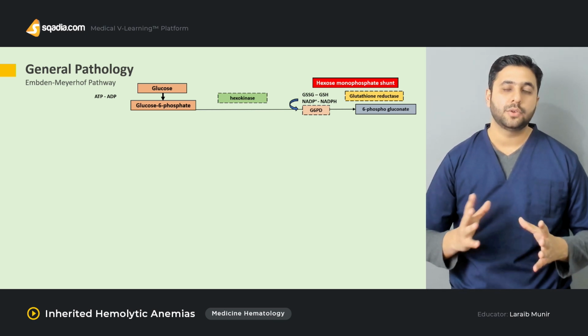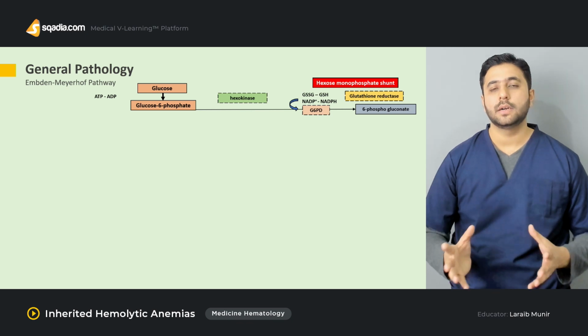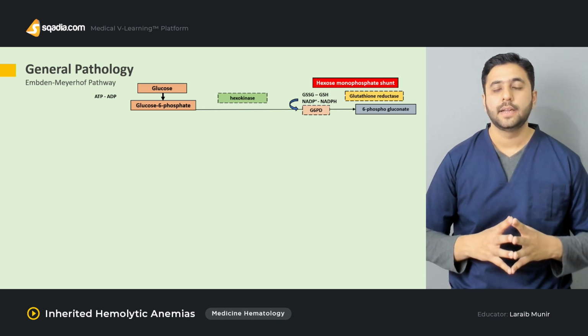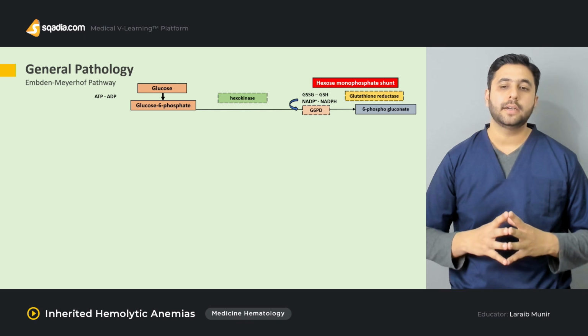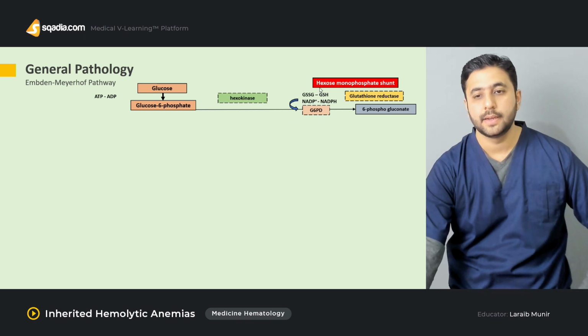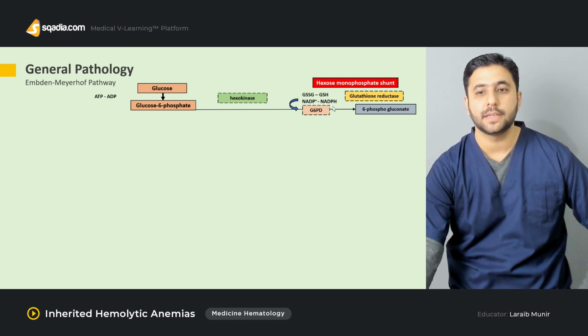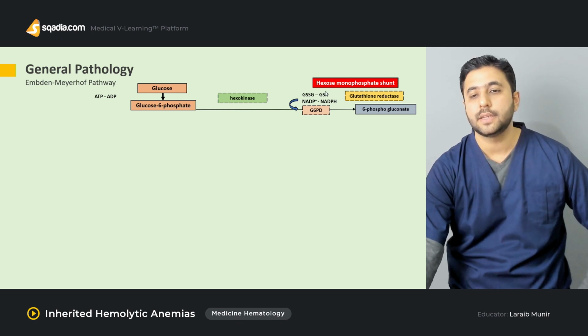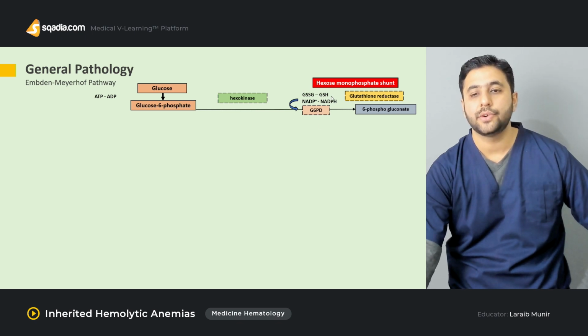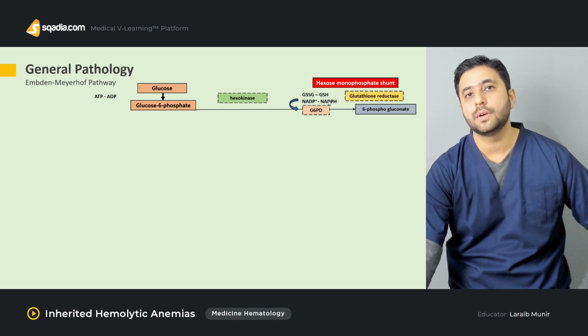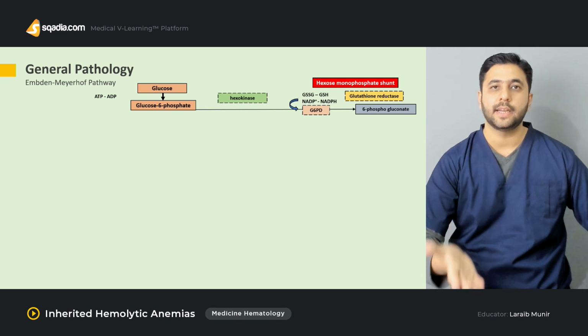Because the RBCs don't have the catalase enzyme and they cannot convert the hydrogen peroxide with the help of catalase, they are dependent on the production of reduced glutathione. And this reduced glutathione is in turn dependent on the production of NADPH. This is going to be more clear in the coming slide when we talk about G6PD, or glucose 6-phosphate dehydrogenase deficiency, in detail. So just at this point, understand that this enzyme G6PD is very important for the generation of glutathione to help maintain the integrity of the RBCs.